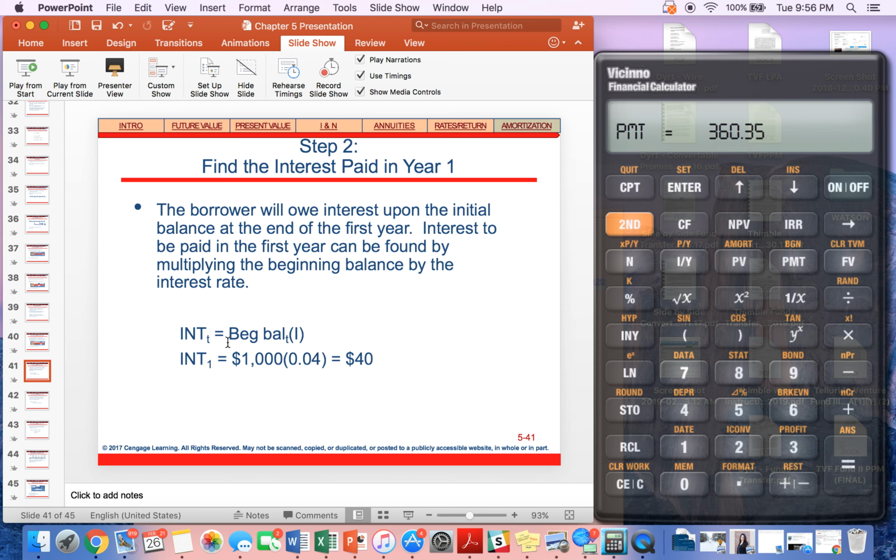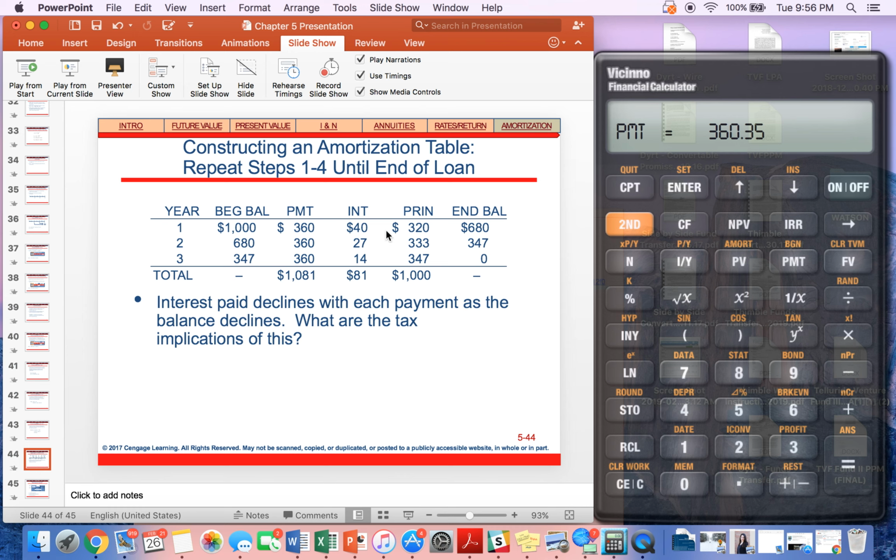So you take that by taking the beginning balance, that $1,000, and multiplying it by the interest rate on the loan, and that's where that $40 comes from. So I'm going to jump back to slide 44. We automatically know that at a 4% rate with a balance of $1,000, our interest is $40. Well, what is that $40?